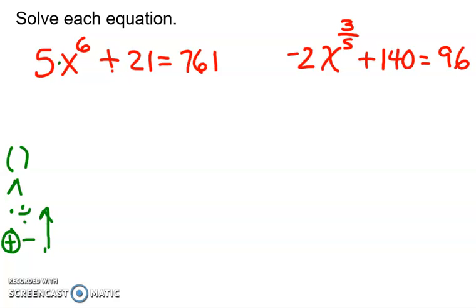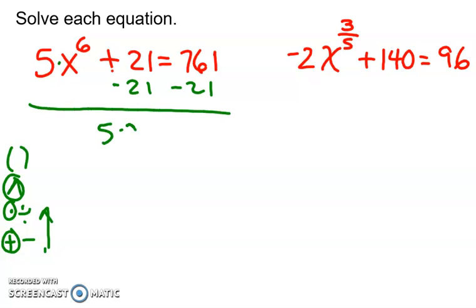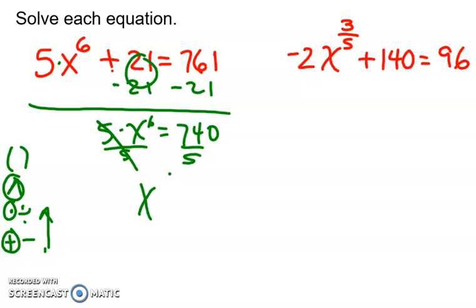So we're going to get rid of the addition problem first. We're going to get rid of the multiplication problem second. And we're going to do that exponent problem last. So subtract 21 from both sides. We get 5 times x to the 6th power is equal to 740. Then we're going to divide both sides by 5, creating a value of 1. So x to the 6th power is equal to 148.